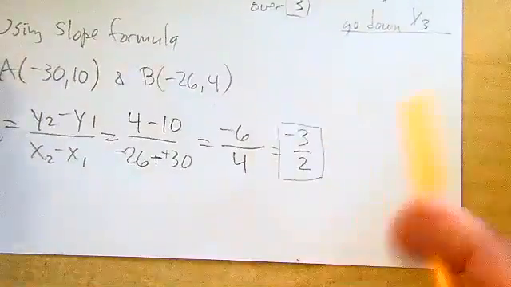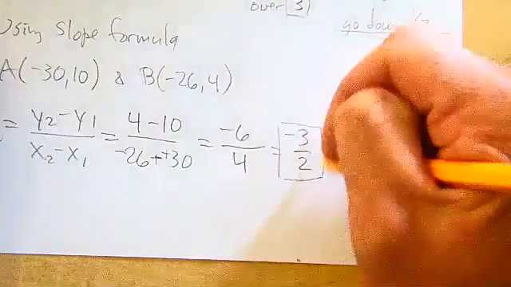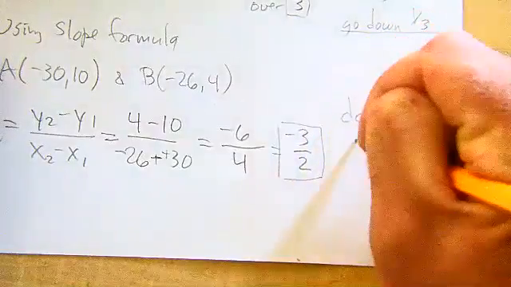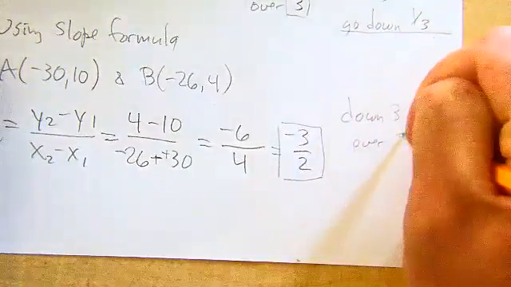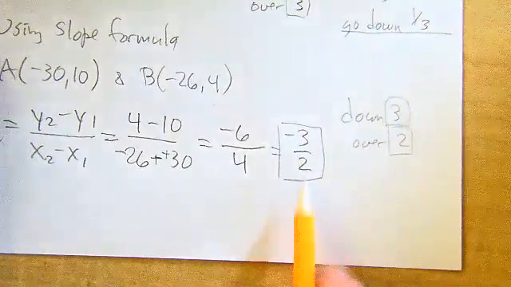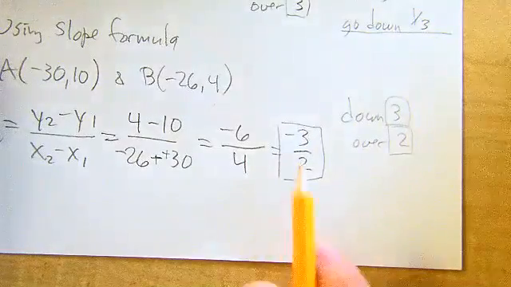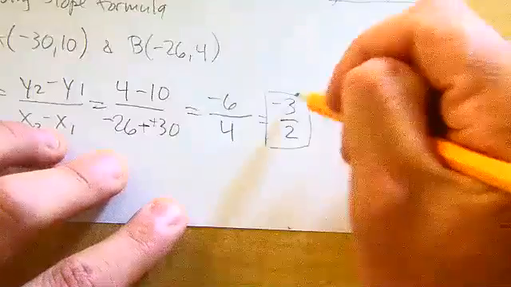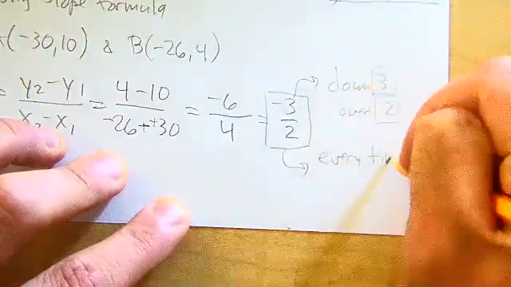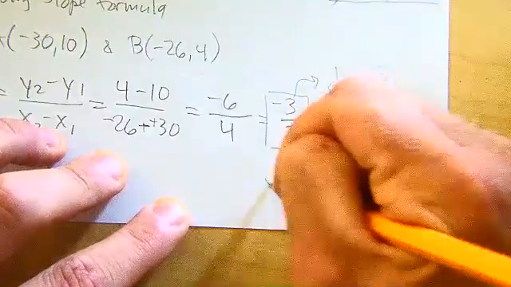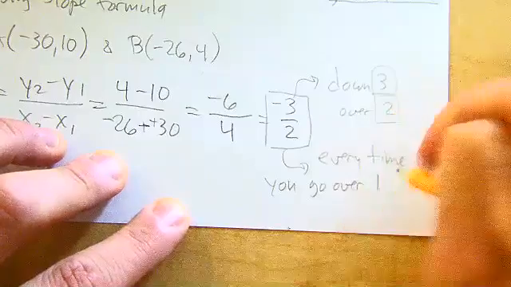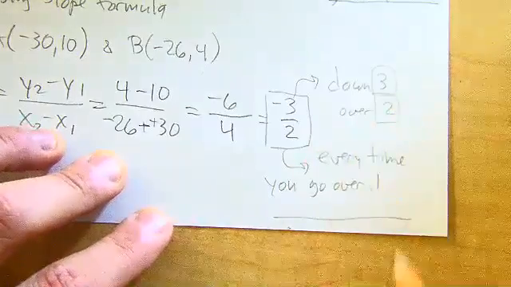I'll do the same thing here. Most people normally think this means down 3 over 2, right? Just fill in those blanks. Since it's negative slope, we went down 3 and over 2. You could also say this. This is kind of a different way. Every time, I'm just going to write what I wrote up here, you go over 1. Blank. Okay, what happens? Well, we do this.